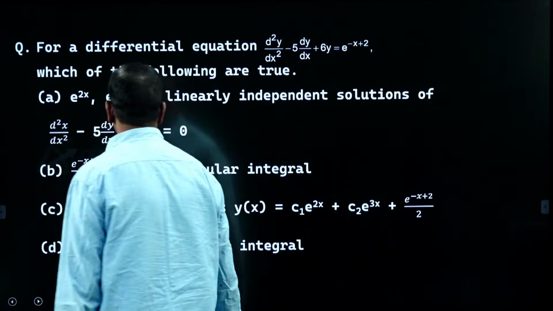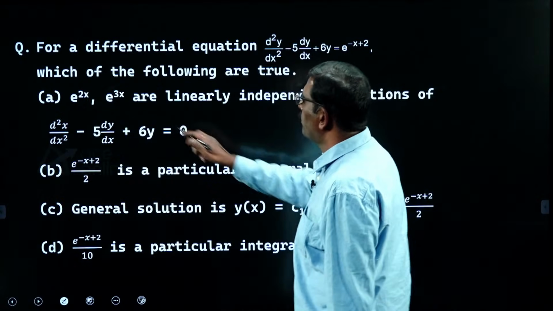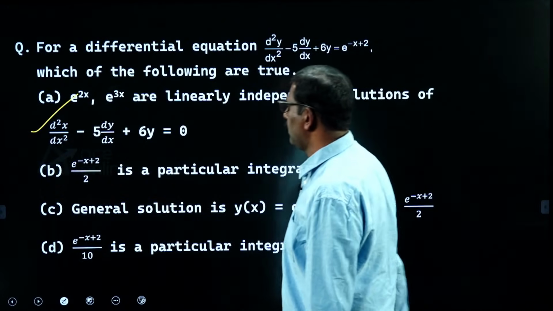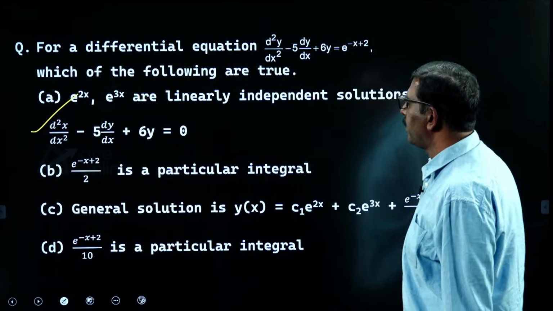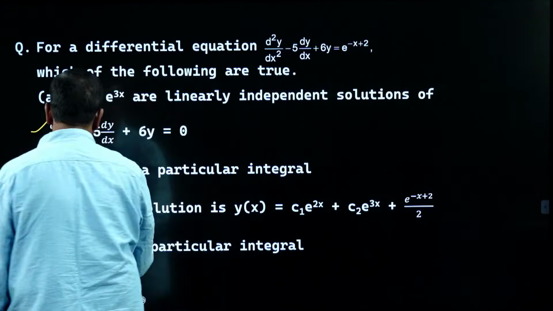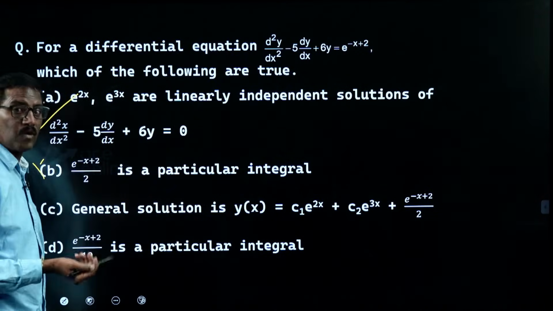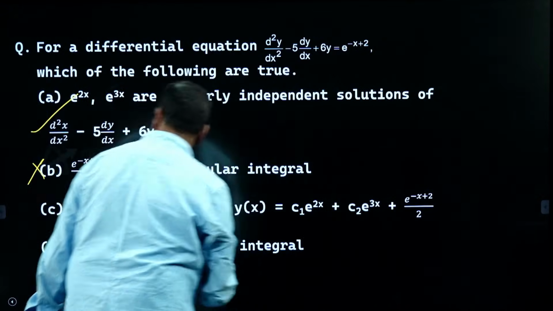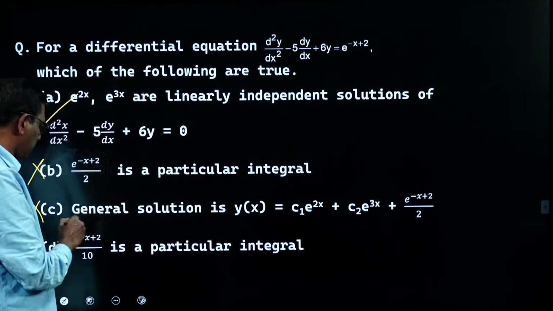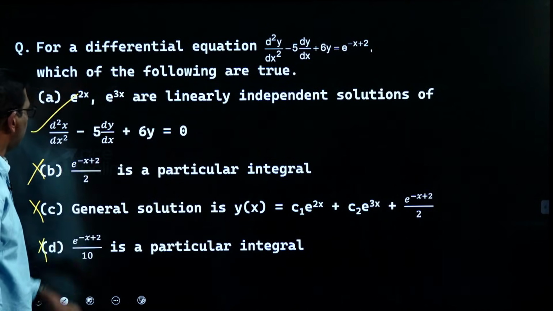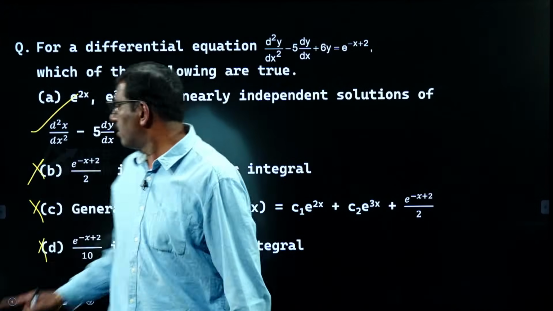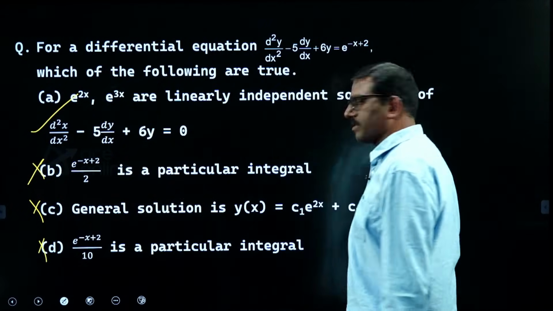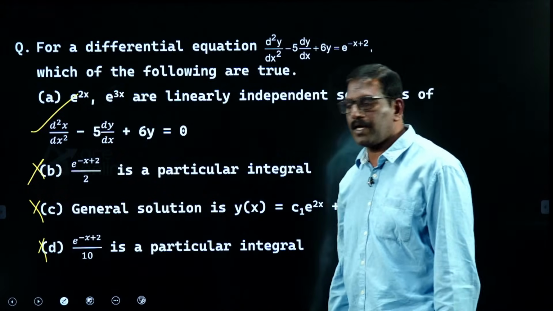So now which of the options are correct? Which of the following are true? E power 2x and e power 3x are linearly independent solutions of, yes, this is correct. E power minus x plus 2 by 2 is a particular integral, wrong. E power minus x plus 2 by 12 we observed, but it is 2, wrong. General solution, here also the same 2 given, wrong. Maybe some typo error also, maybe it may be 12. Anyhow, only option A is correct. Suppose if it is 12, then B and C both are correct. Clear or not? Okay, right.